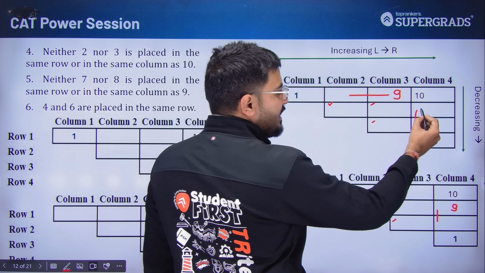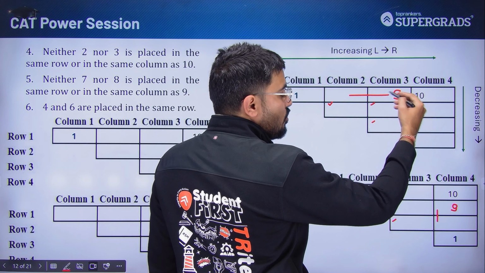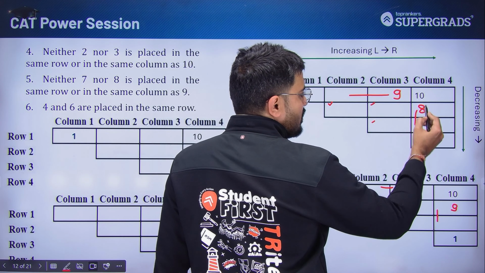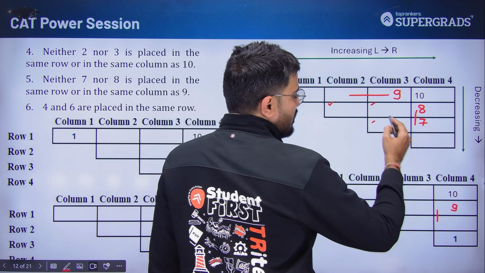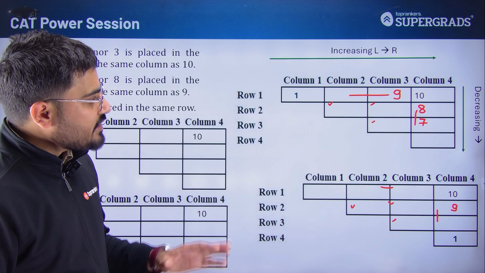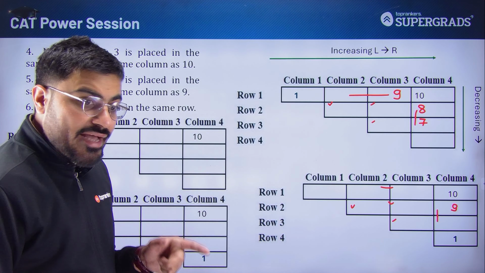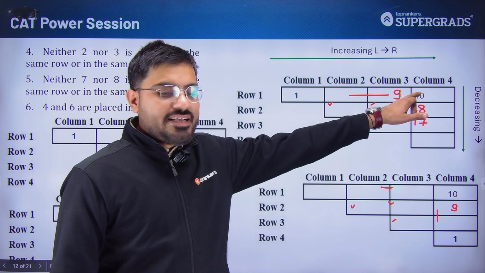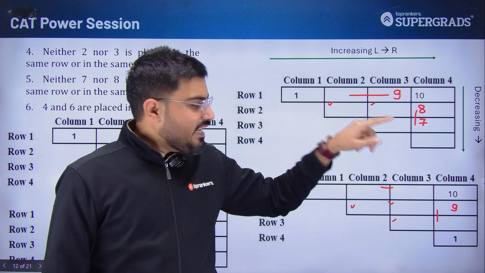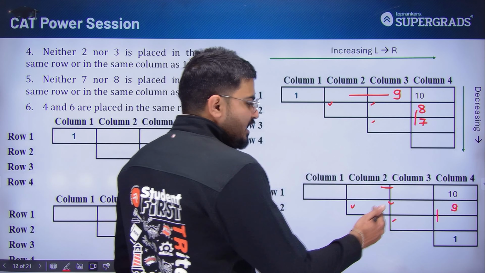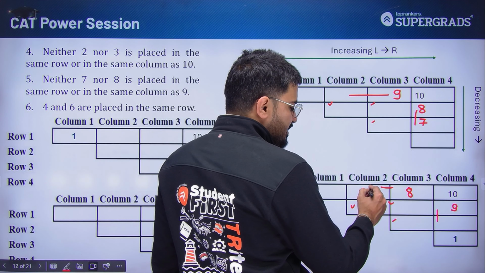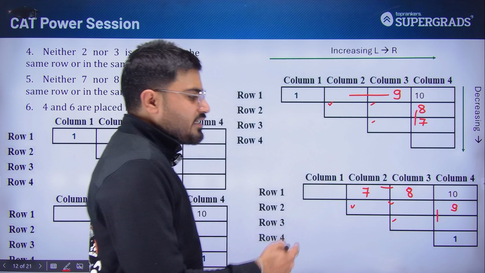So where will 8 and 7 come? After 9, what is the next highest number? 8. And what is the next highest number? 7, because it cannot come here. So this is the only possibility, that first 8 will come and then 7 will come. Why are they coming adjacent? Because 10 is the highest number, so the next two highest numbers will be adjacent to 10 in any case. If 9 comes here, then definitely 8 comes here, because 8 cannot come here. If 8 comes here, then 7 comes here, because it is increasing from left to right.